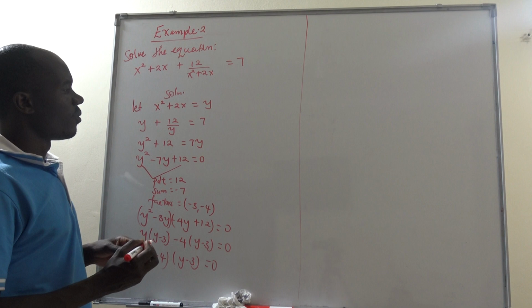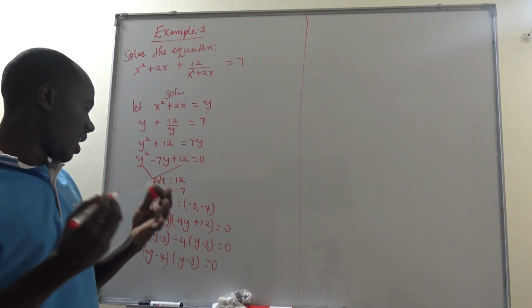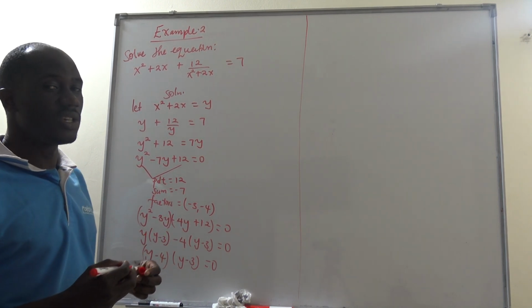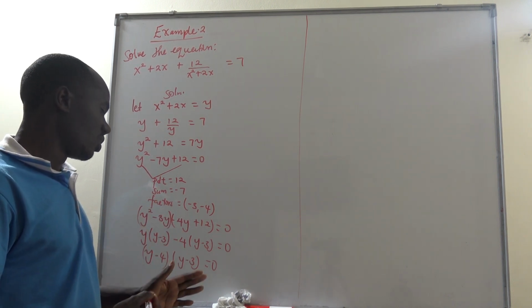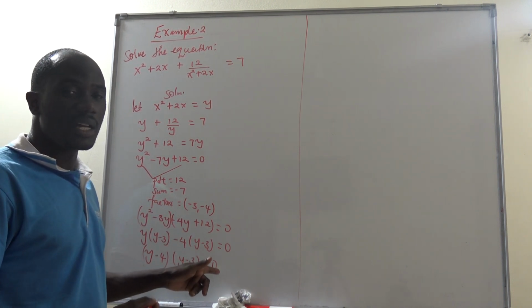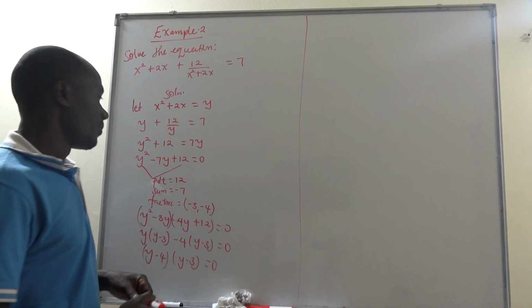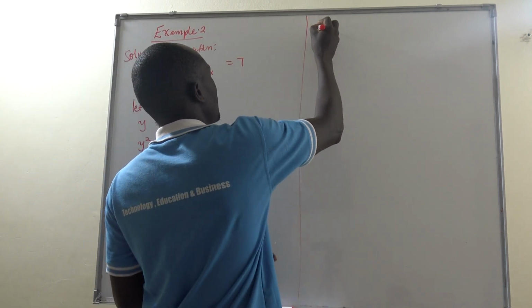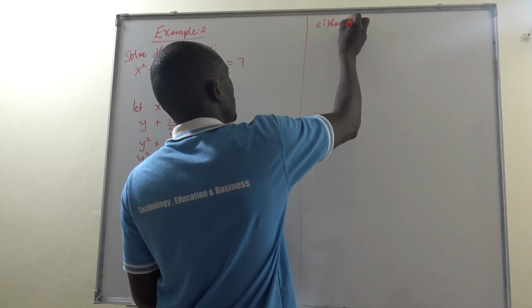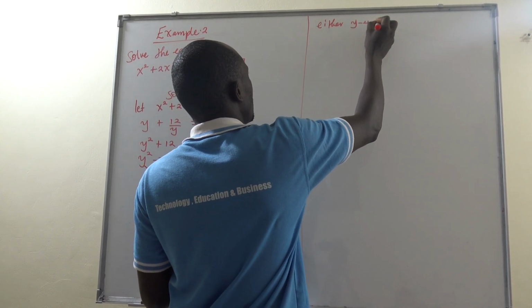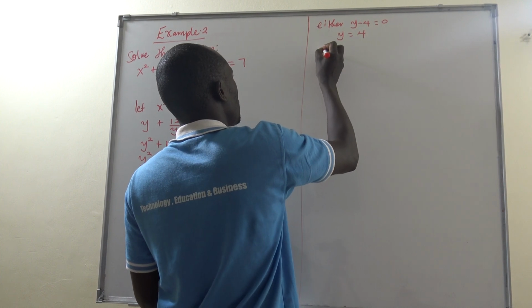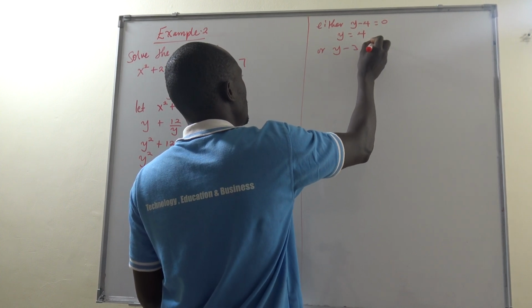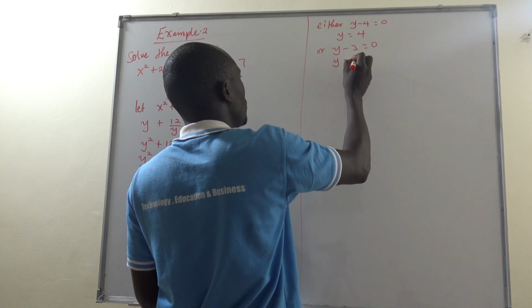Then from there, we go on with each bracket equal to 0, because we said you only say either-or when the right hand side is equal to 0. So we say either y minus 4 equals 0, which means y is 4, or y minus 3 equals 0, which means y equals 3.